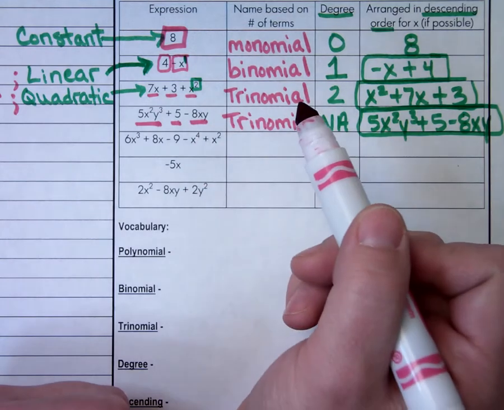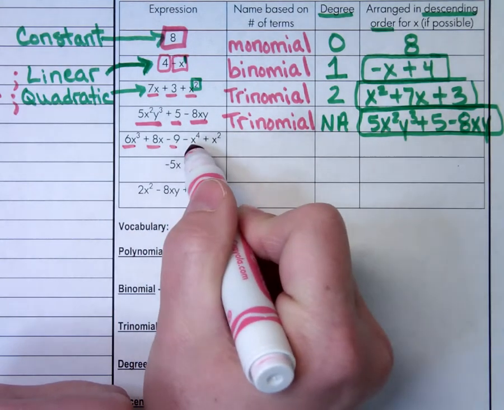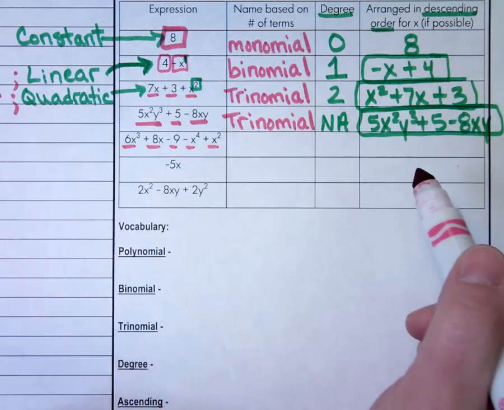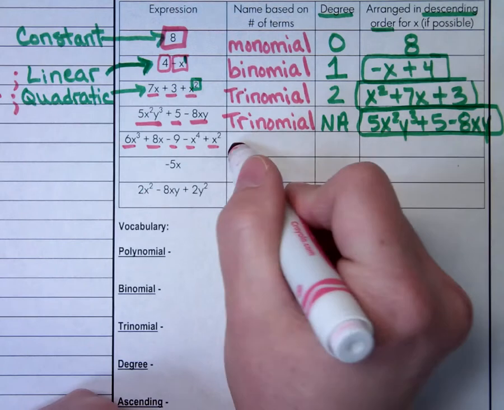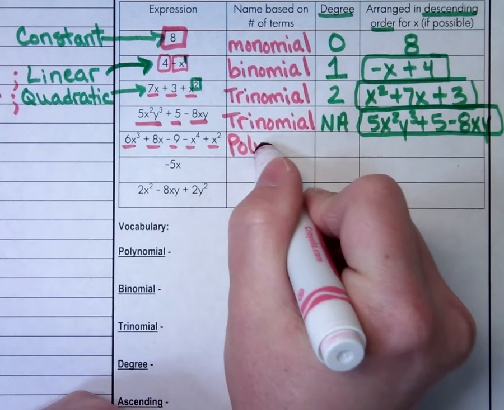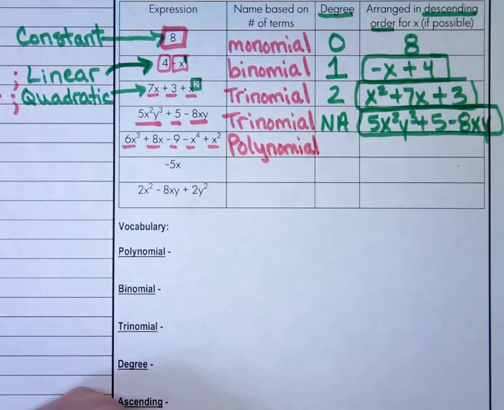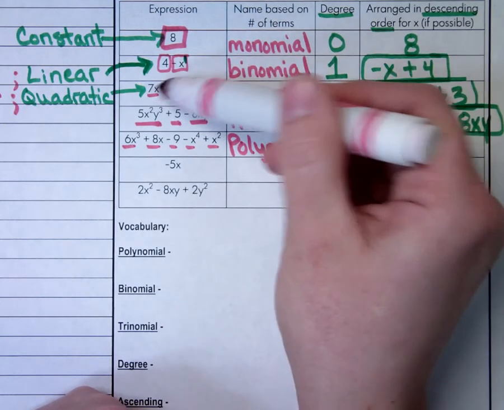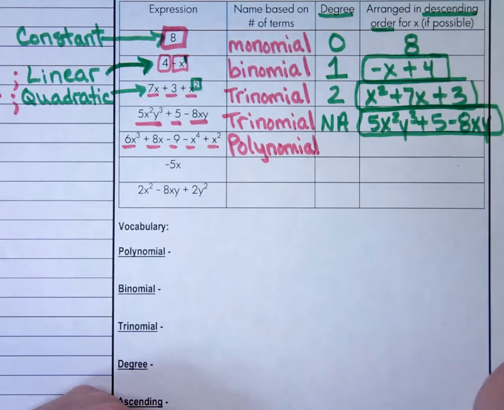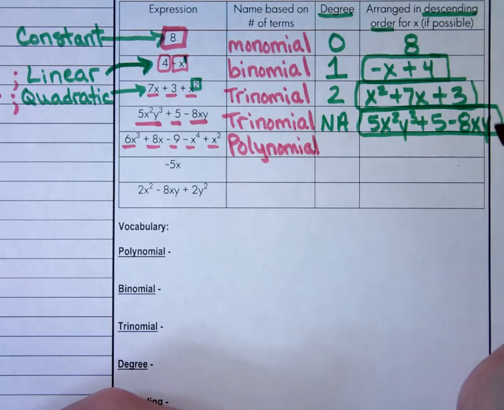Okay, our next one. We've got 1, 2, 3, 4, 5 parts. Anytime we have 4 parts or more, we just call it a polynomial. So when there's 1 part, it's a monomial. When there's 2 parts, binomial. 3 parts, trinomial. And 4 or more parts, we just call those polynomials.